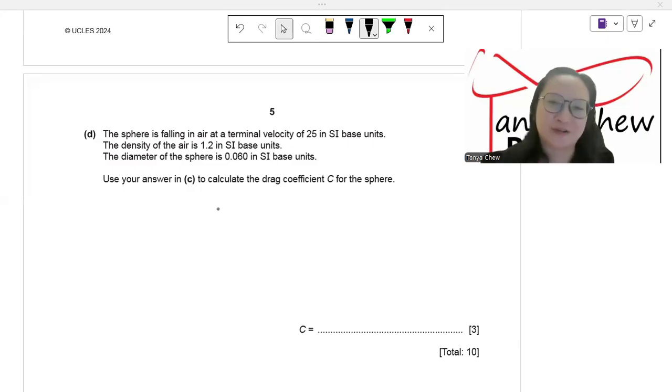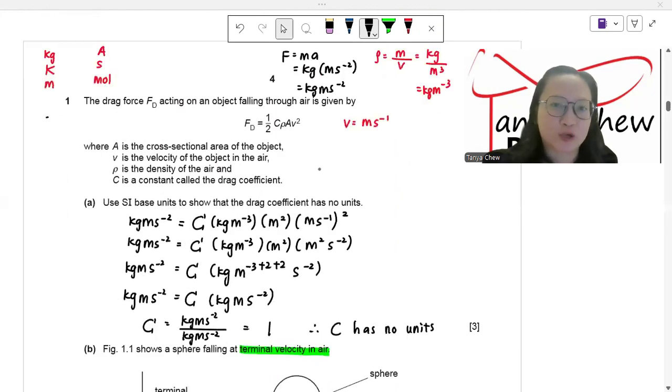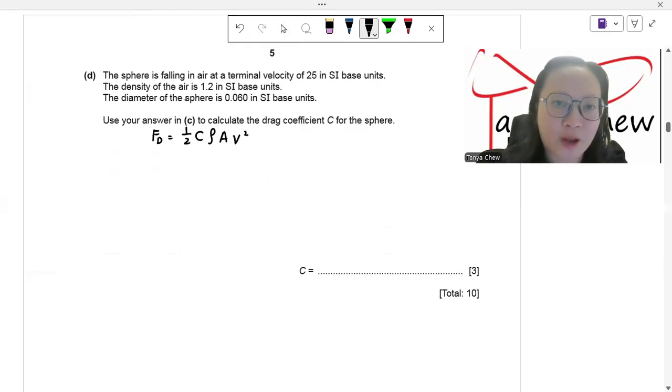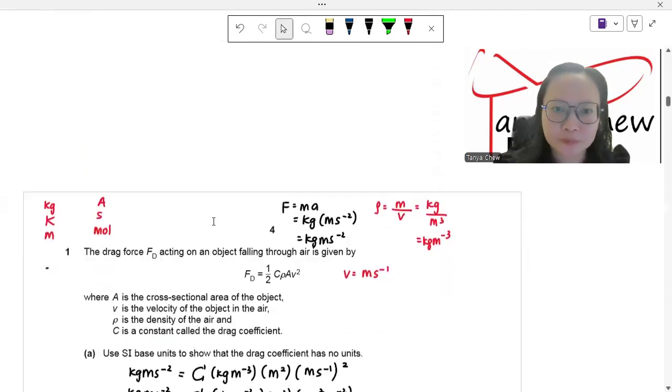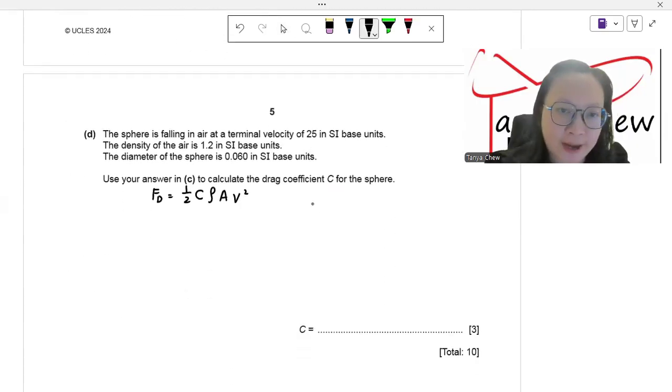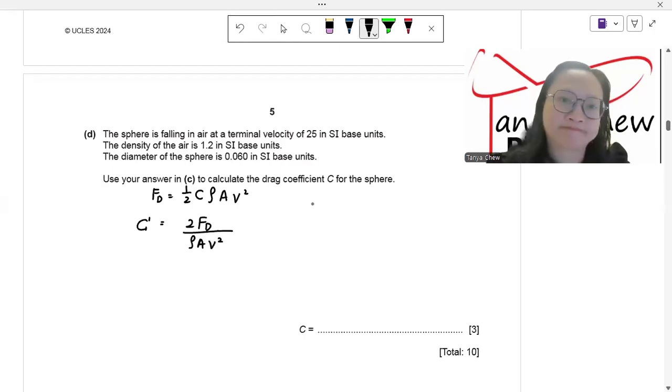When you are asked to calculate the drag coefficient C, you have to use the equation that they gave you initially. Fd is equal to half C rho A v square. Now let me rewrite that. Fd is equal to half C rho A v square. Yes, it is correct. So I make C the subject. C is equal to 2Fd over rho A v square. And all I need to do is just to sub in whatever information that I have to calculate the value of C.